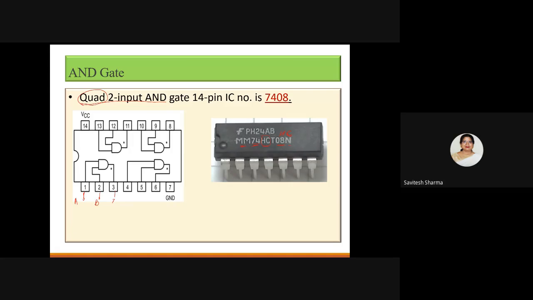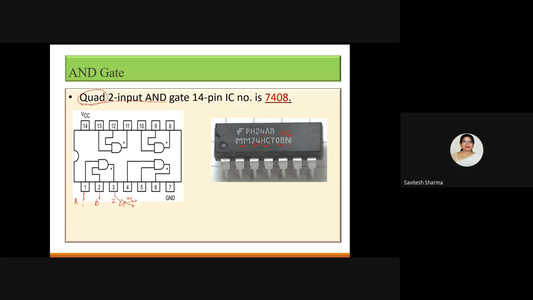You will see the output. That means you will connect an LED. So the LED will indicate on and off. The LED will indicate logic 0 and logic 1. So you will use the LED at the output at pin number 3, and you will connect the switch at the input pins number 1 and 2.